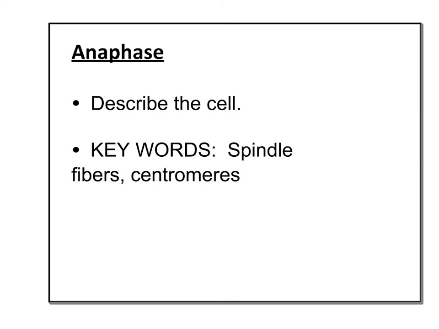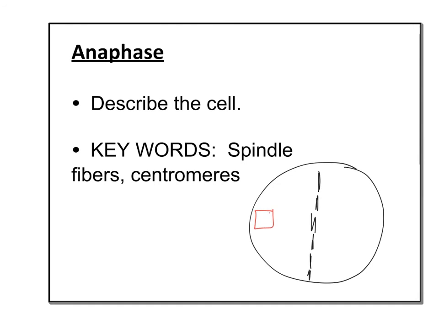Next step in mitosis is anaphase. So again, let's describe the cell here. No nucleus yet, we just have the cell membrane. We just had all of our chromosomes lined up down the middle and our 2 centrioles over here. Right, that's where we were. And we had the spindle fibers holding those chromosomes kind of in the middle.